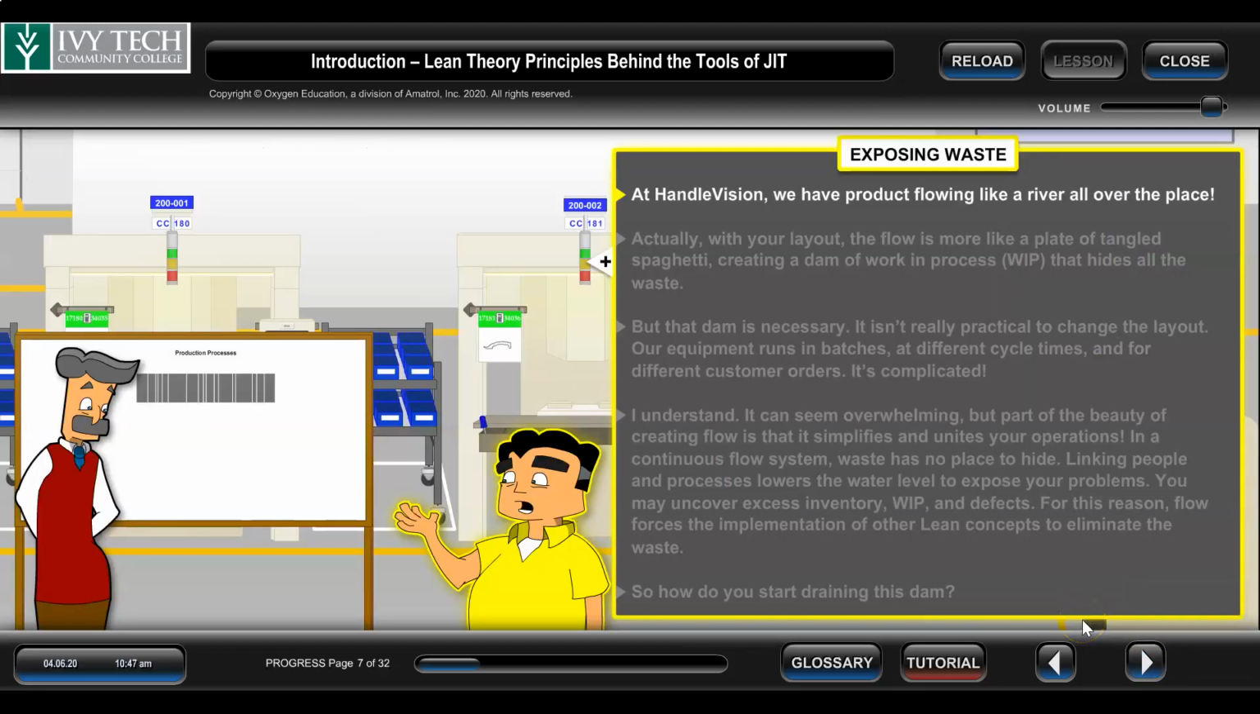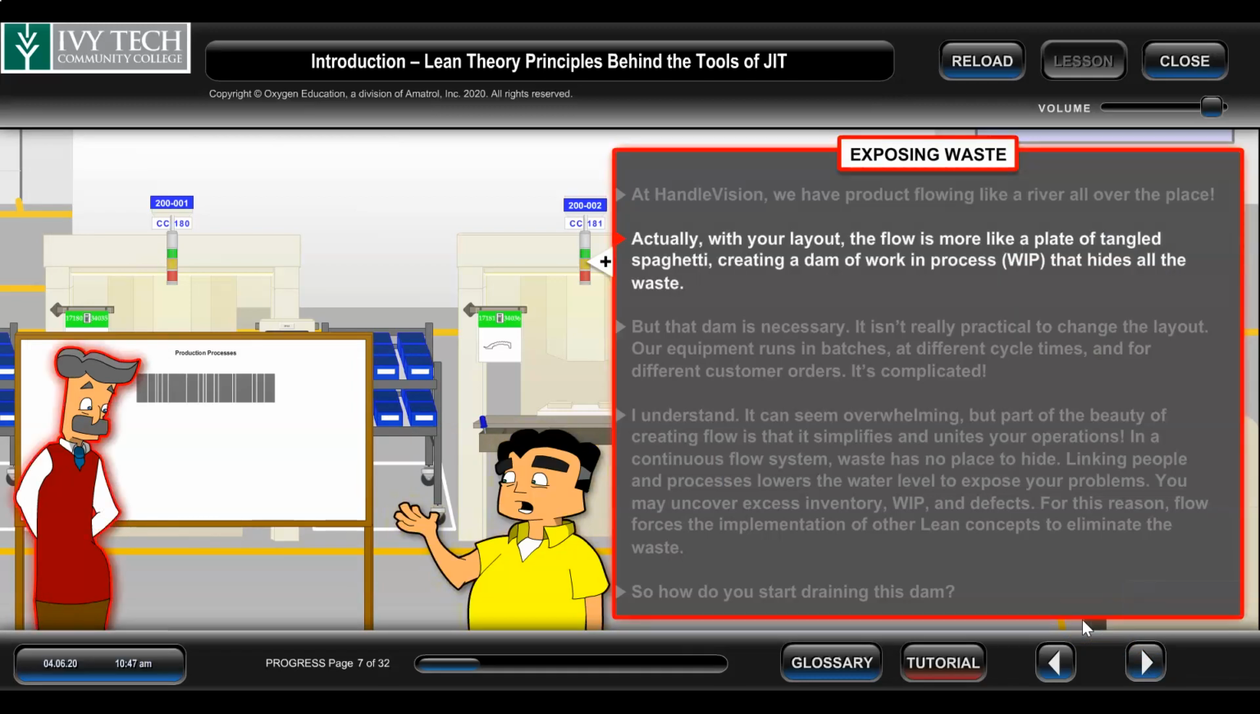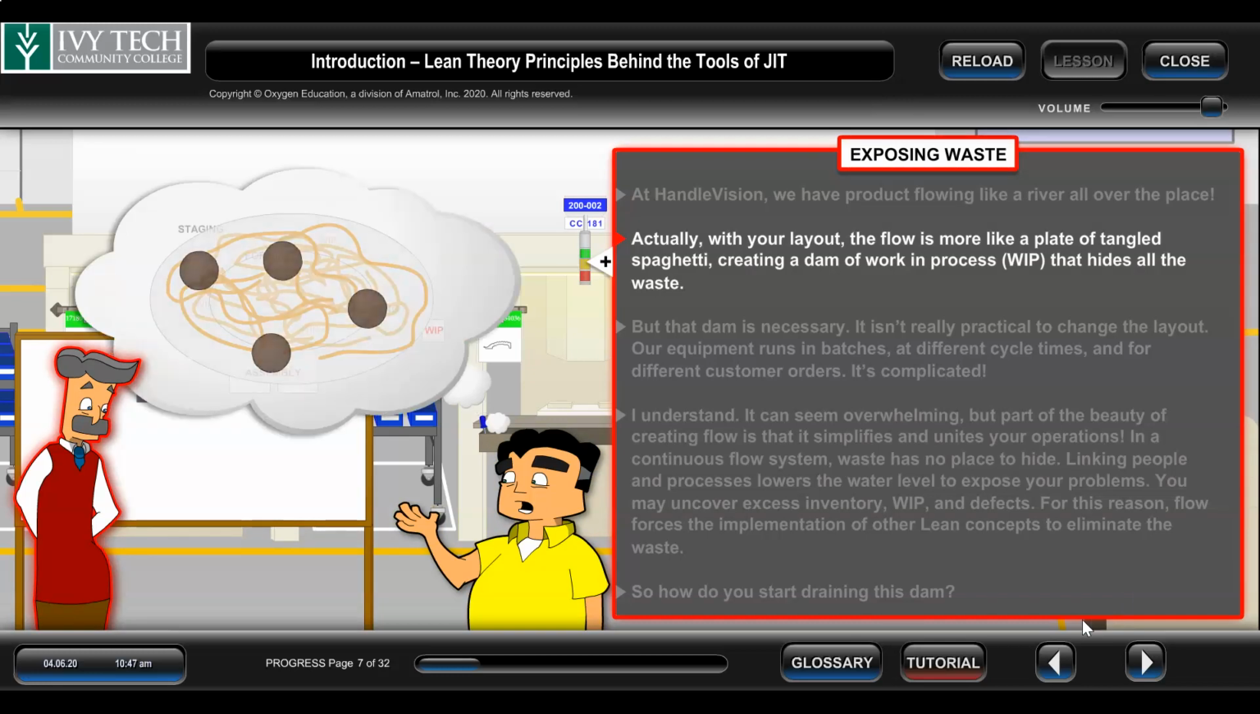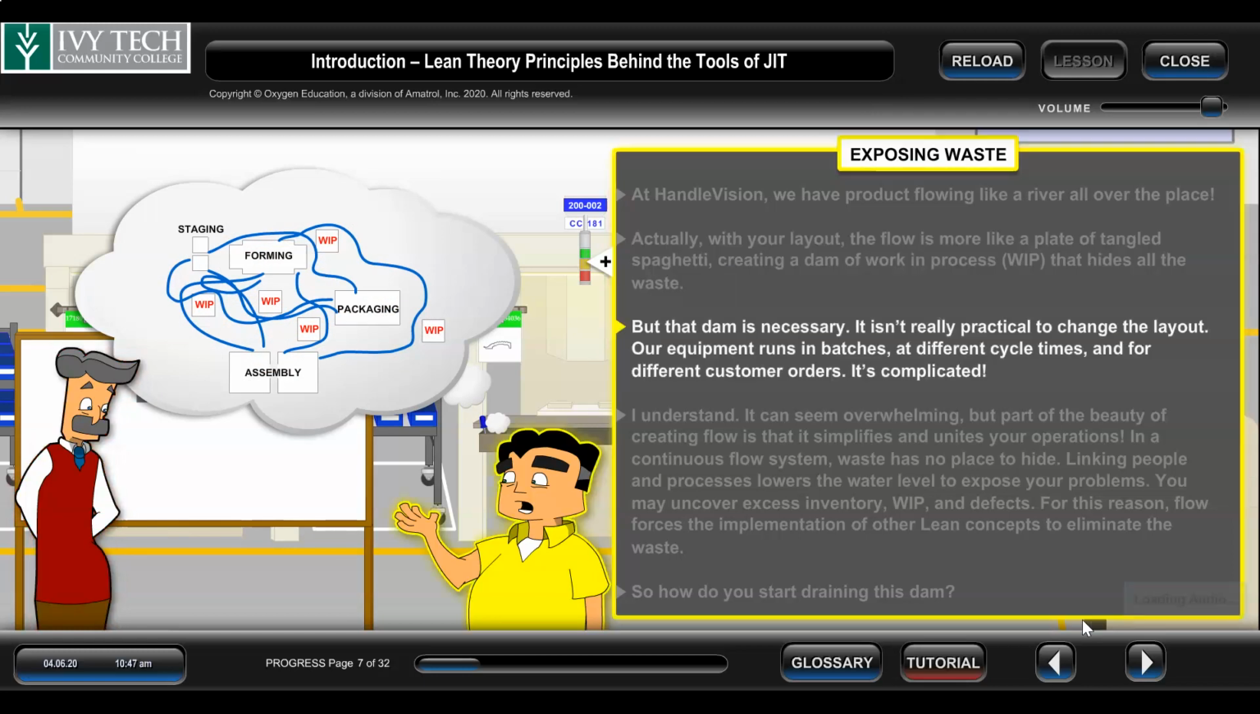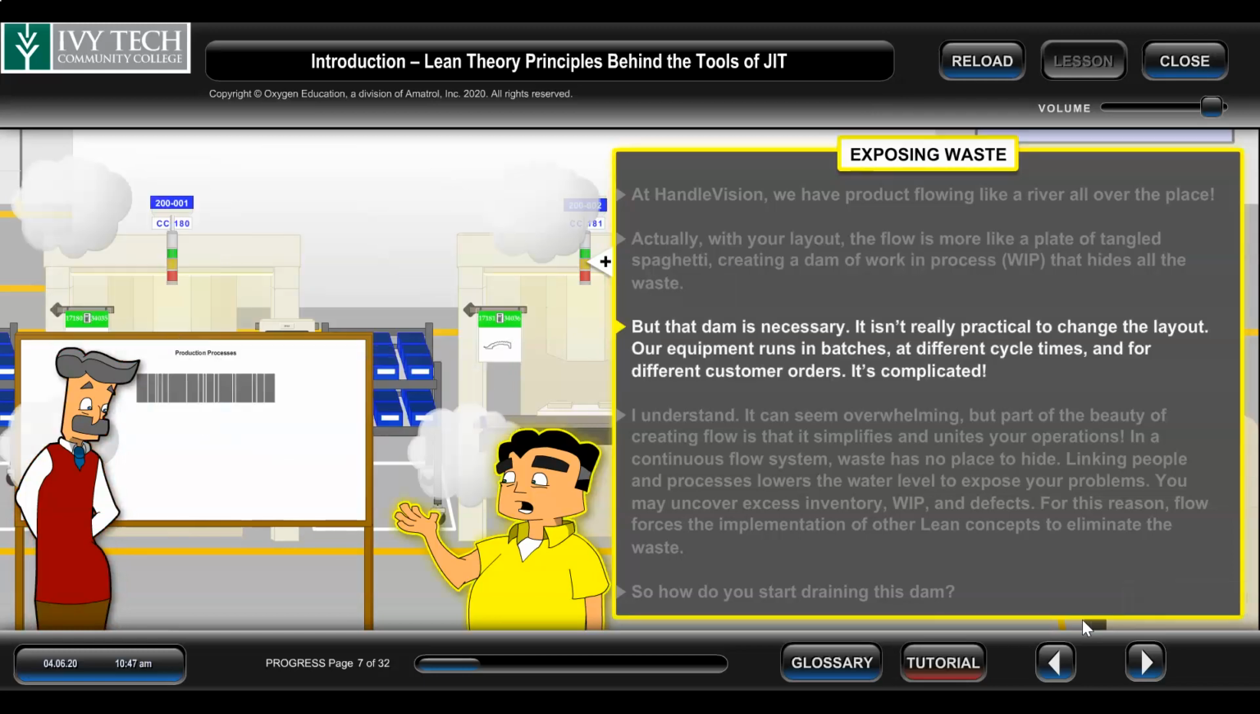At Handle Vision, we have product flowing like a river all over the place. Actually, with your layout, the flow is more like a plate of tangled spaghetti, creating a dam of work in progress, WIP, that hides all the waste. But that dam is necessary. It isn't really practical to change the layout. Our equipment runs in batches at different cycle times and for different customer orders.